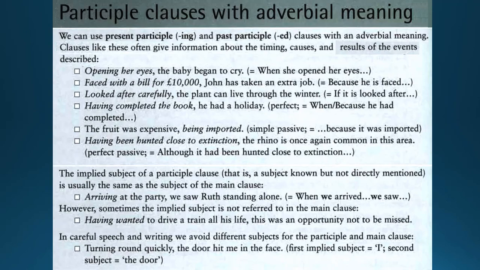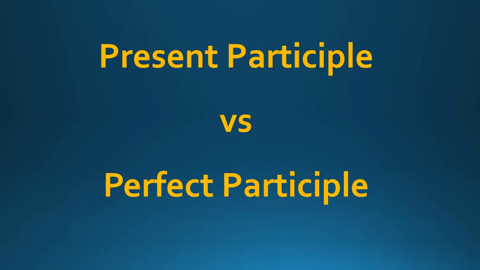However, sometimes the implied subject is not referred to in the main clause. Having wanted to drive a train all his life, this was an opportunity not to be missed. In careful speech and writing, we avoid different subjects for the participle and main clause. For example, turning around quickly, the door hit me in the face. Present participle versus perfect participle.